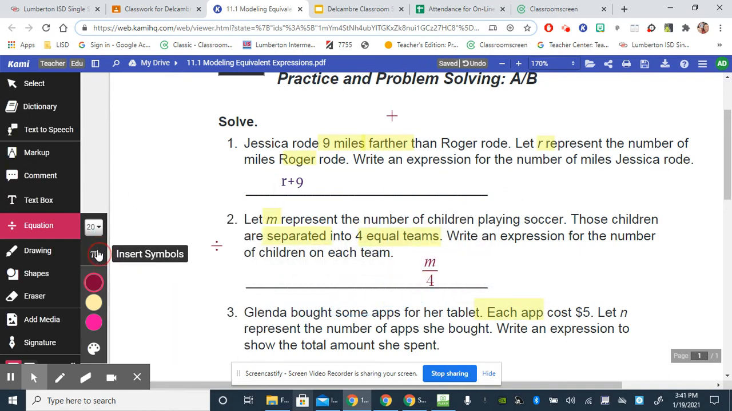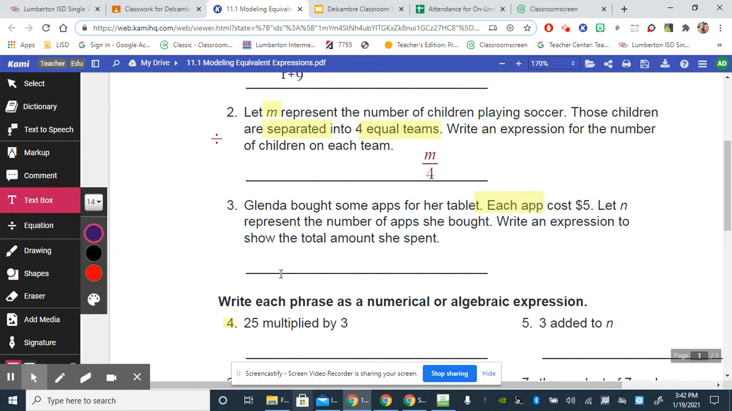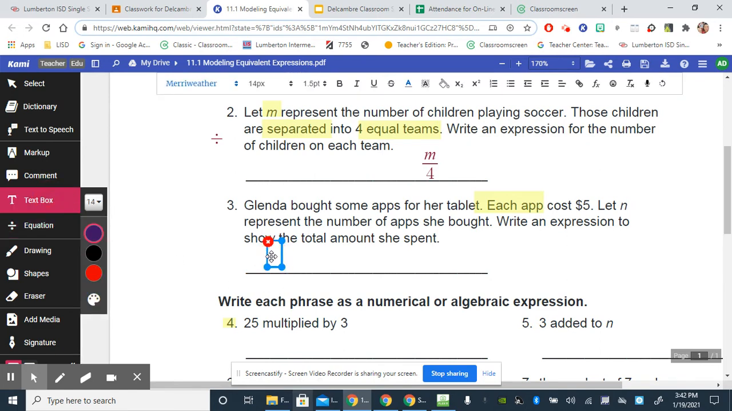Okay. Now here's our next question. Glenda bought some apps for a tablet. Each app costs $5. Let N represent the number of apps she bought. Okay, each app, keyword there, means that I'm going to be multiplying. And you can think about this in your head. Well, if you bought 1 app, it costs $5. If you bought 2 apps, it would cost $10. 3 apps would cost $15. So we're doing this by multiplying. So I'm going to take $5 and multiply it by N, or 5N. Same thing, I just put a dollar sign, knowing that my answer would be with money.